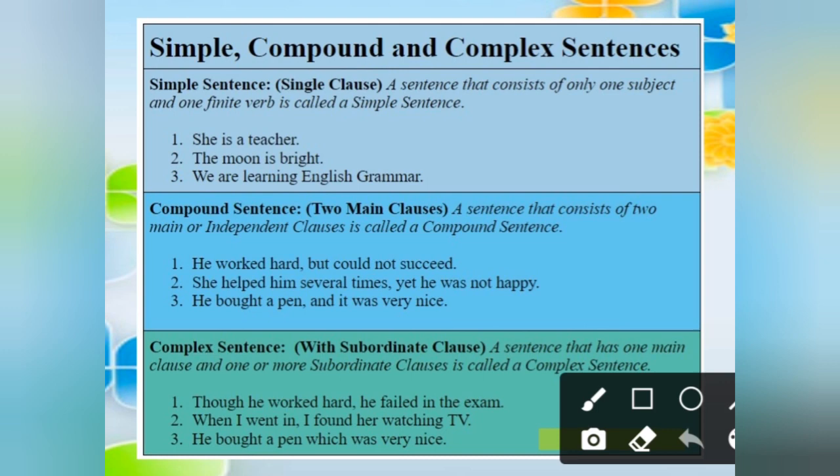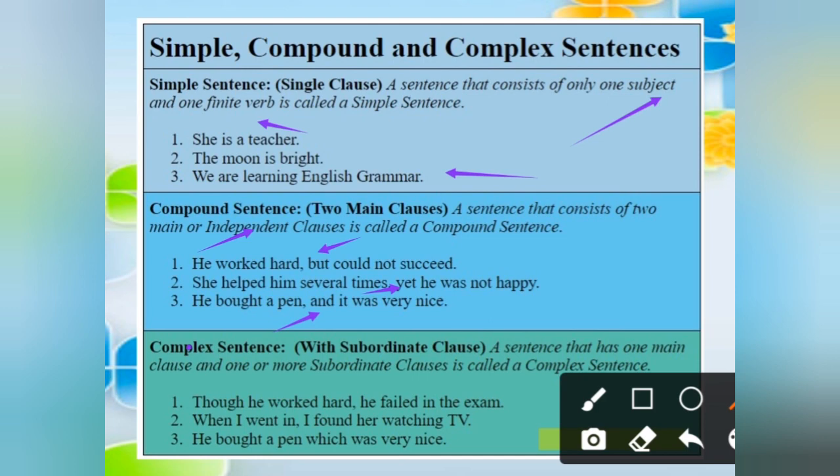Simple sentence, a sentence that consists of only one subject and one finite verb. Simple: she is a teacher, the moon is bright, we are learning English grammar. So it's very easy, very simple sentences. Compound, two main clauses, or two independent clauses, like he worked hard but could not succeed. Understood? He could not succeed. So they are joined with but. Fanboys, don't forget. She helped him several times, yet he was not happy. By this we came to know it is compound. He bought a pen and it was very nice.